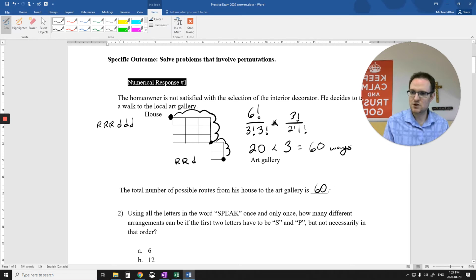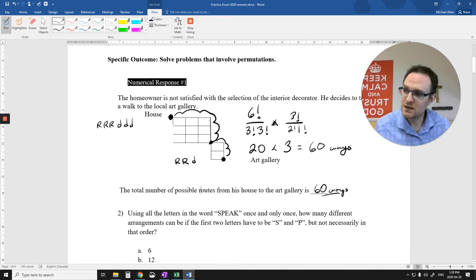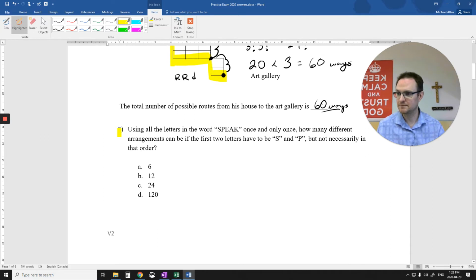Now again, that can be changed into a probability question pretty easily, saying, okay, what's the probability that he'll go down, down, down, right, right, right, down, down, right, right, or right? Let's just take this one path. Well, first of all, you got to know how many possible paths there are. So what's the probability he'll take this one path here? It'll be 1 out of 60. All right, so all these questions could be easily turned into a probability question.